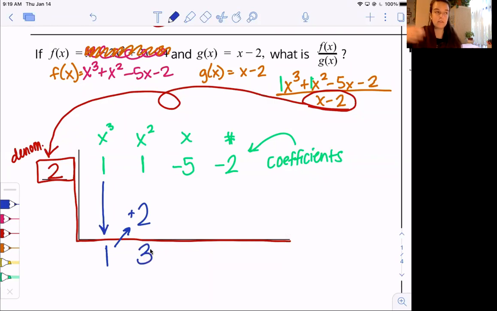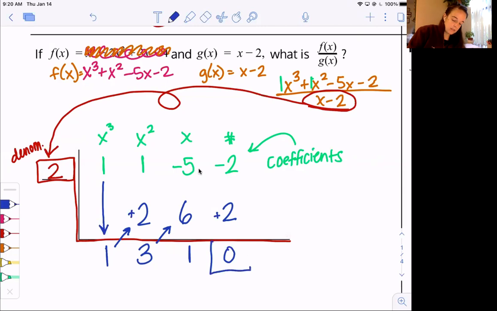And now I'm going to repeat that dance step over again. So I'm going to do 3 times 2, which would be 6. We go up here. And now I'm going to do negative 5 plus 6, which would be positive 1. Again, in order to get up here, I'm going to multiply. So 1 times 2 would be positive 2. And I'm going to add these together. Negative 2 plus 2 would give me 0. I've gotten to my last coefficient. So that's how I know that I'm done with my problem.